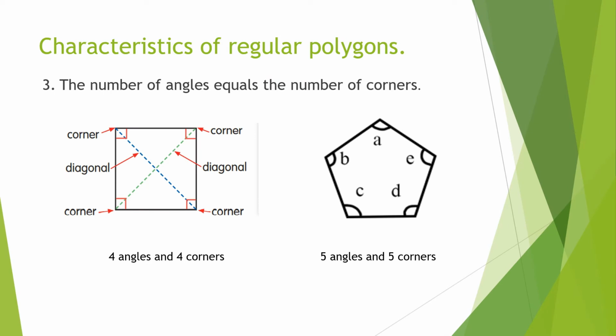The third characteristic of a regular polygon is the number of angles is equal to the number of corners. For example, a square has 4 corners and 4 right angles. A pentagon has 5 angles and 5 corners.